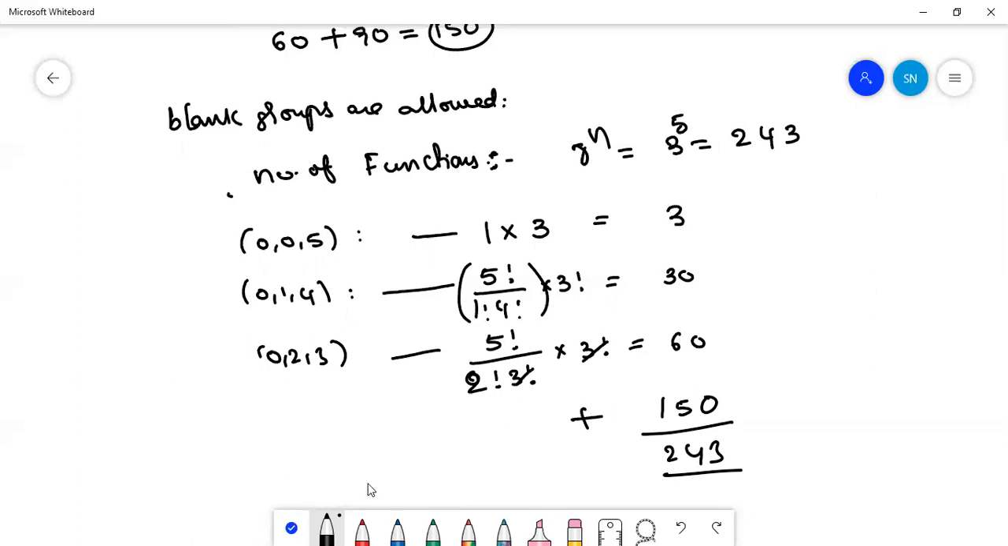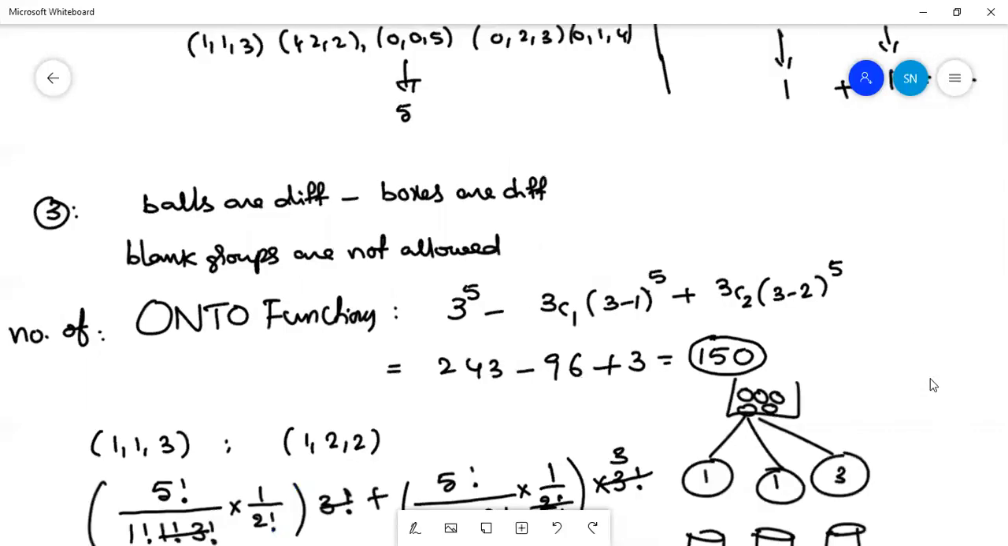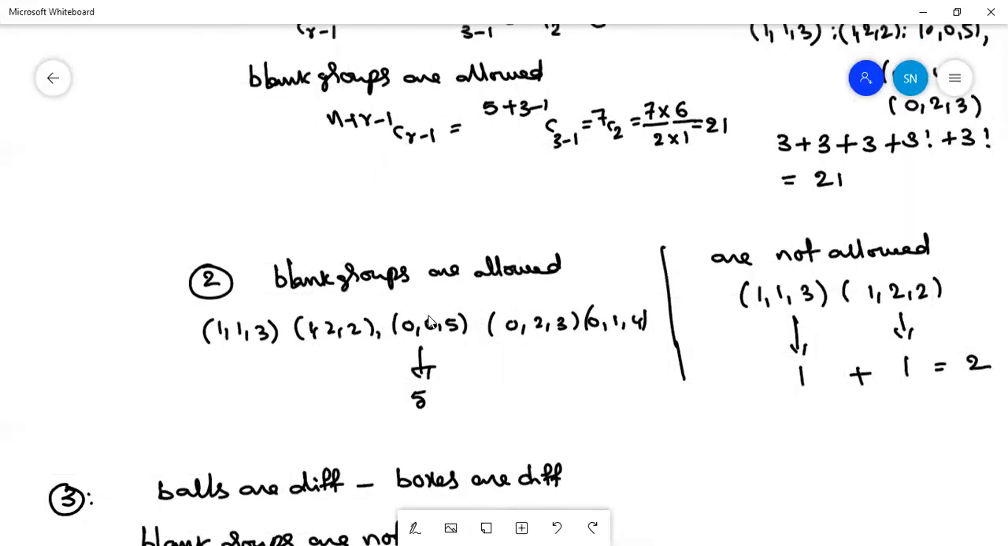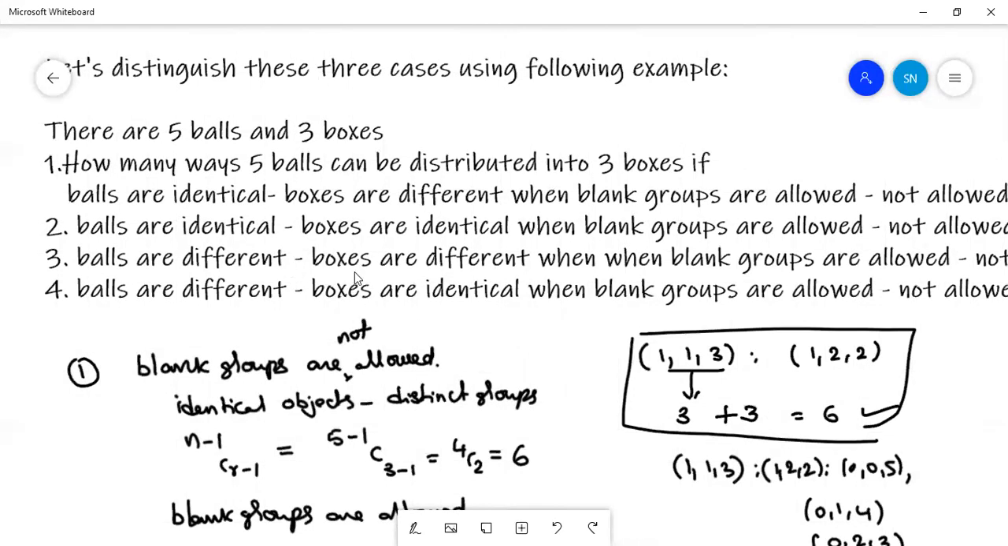Once, let me show you the third point. Okay. The balls are different, boxes are different. If blank groups are allowed, then it is the number of functions. If blank groups are not allowed, then it is onto functions. Now, the last point is balls are different, boxes are identical.